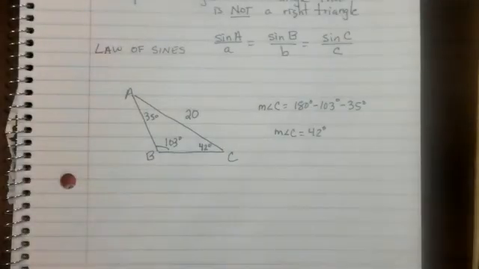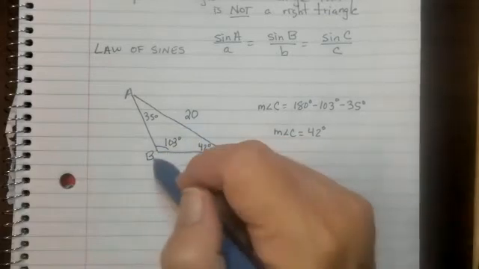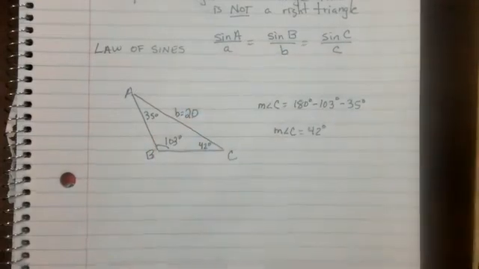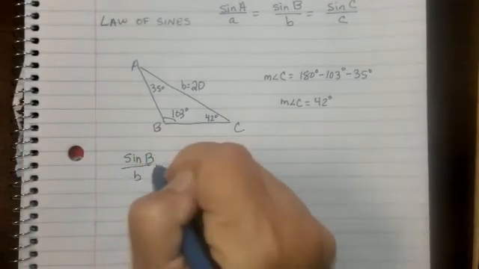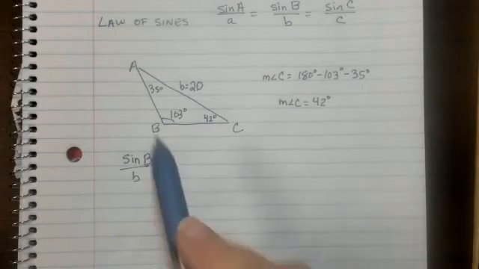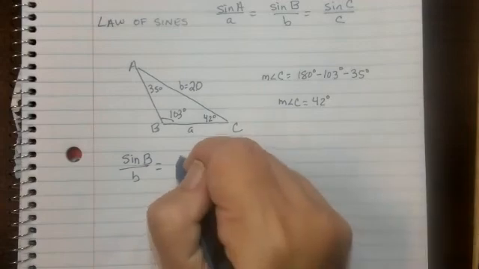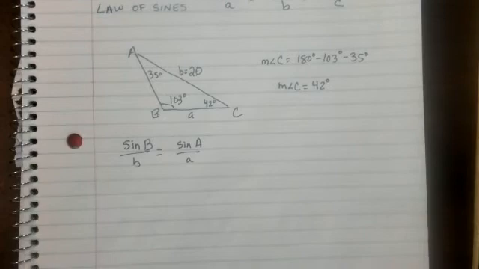All right, so now we're going to come in and try to find our side. So you always want to start with what you know. So look here, we know angle B and we know side B, right? The side across from angle B is side B. So I'm going to start with my formula part that says sine B over B. And I'm going to go ahead and try to find side A, which is across from angle A. So I'm going to say sine A over A. So those are the pieces that I want.